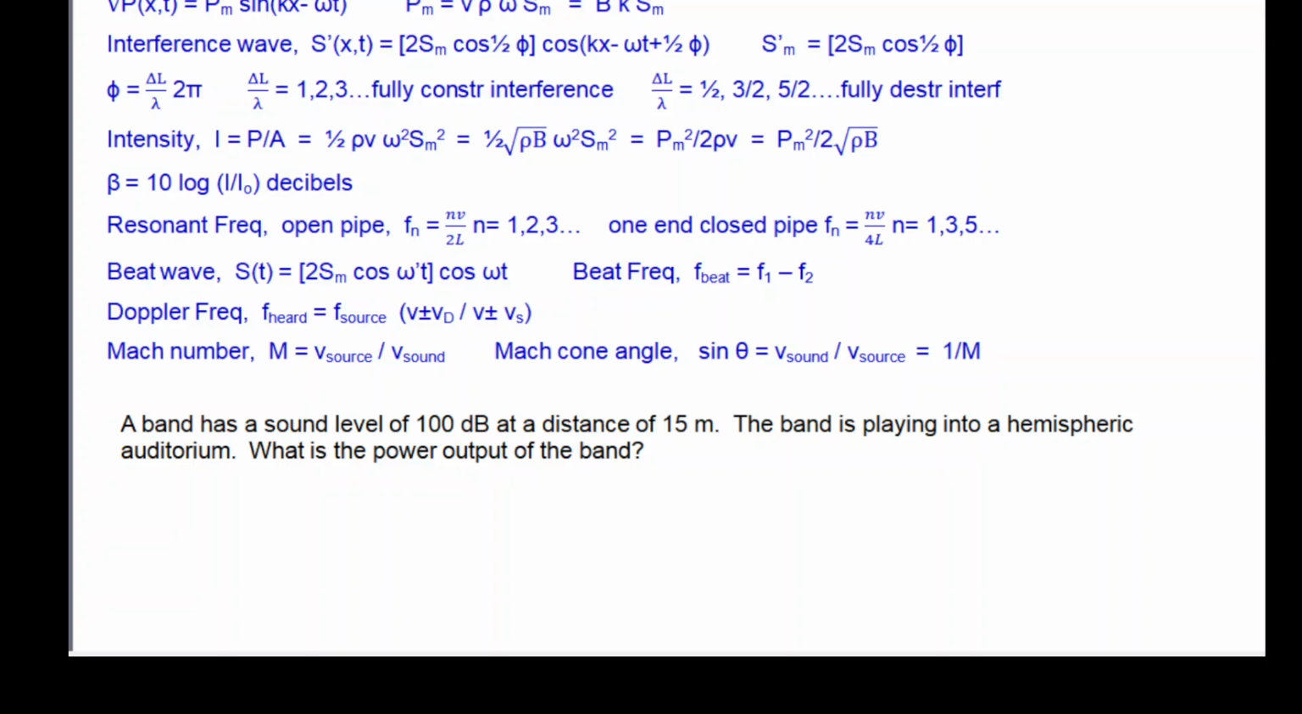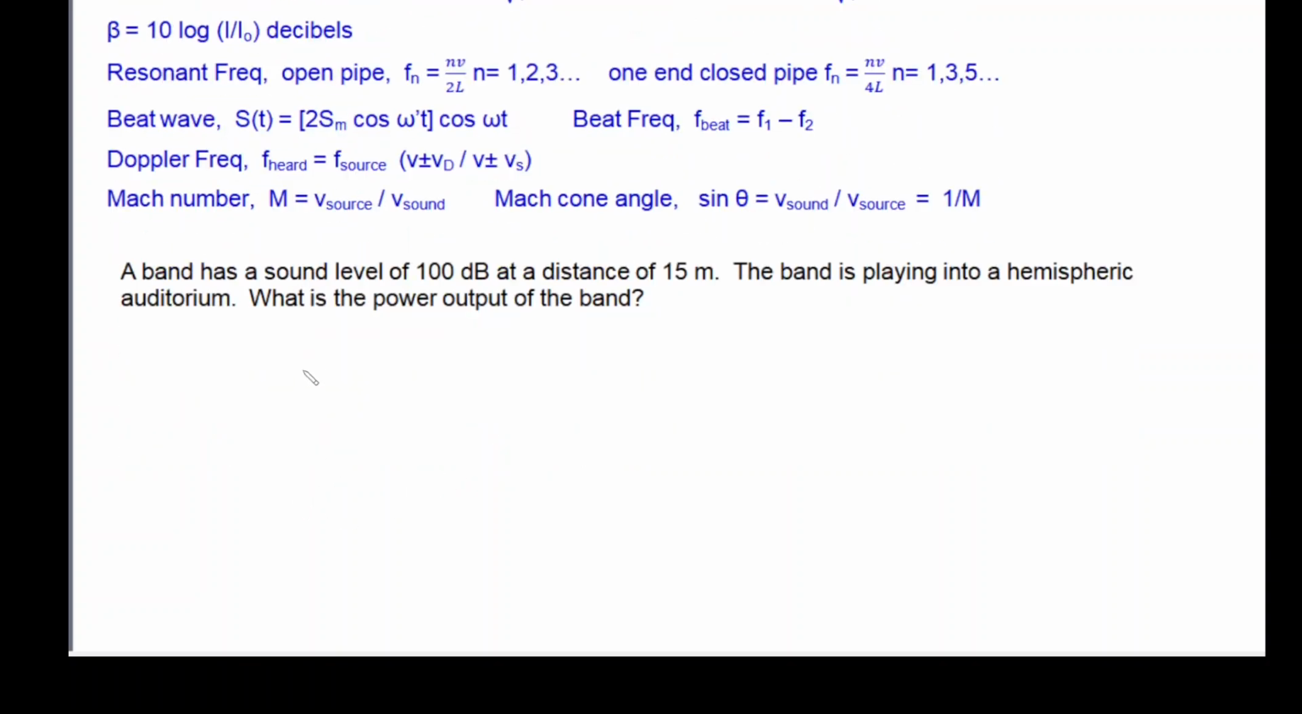Continuing with the problems. A band has a sound level of 100 decibels at a distance of 15 meters. The band is playing into a hemispheric auditorium. What is the power output of the band? Okay, so this gets into the decibel scale. We know that the sound level is equal to 10 times the log of intensity over I0, which is the reference intensity.